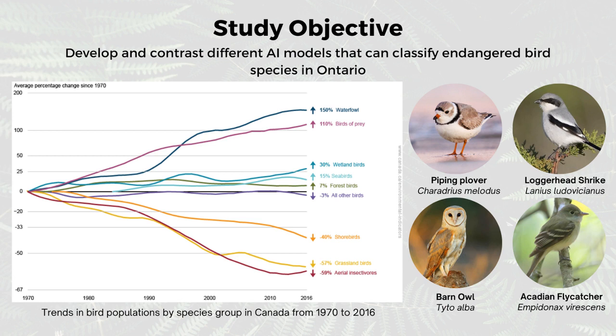As seen on the left, certain groups of bird species are facing declining populations more rapidly than others. We selected four bird species listed as endangered on the Species at Risk in Ontario list as our target species: the piping plover, loggerhead shrike, Acadian flycatcher, and the barn owl, as seen on the right.